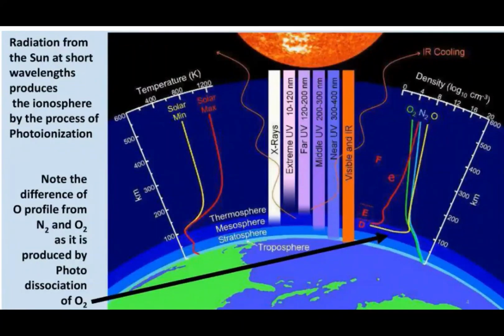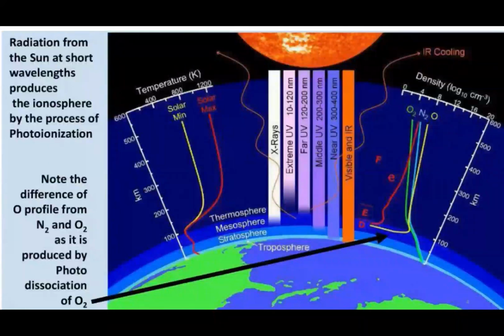Because of the interaction of the neutral atmospheric constituents with these radiations, the process of photoionization takes place, and that is the mechanism of production of the ionosphere. Now, the left panel shows the temperature structure in a bit more detail, particularly in the thermosphere, where the point to see is that the temperature structure is different during solar minimum and solar maximum. The temperature is much higher during solar maximum. That's an effect of the solar activity.